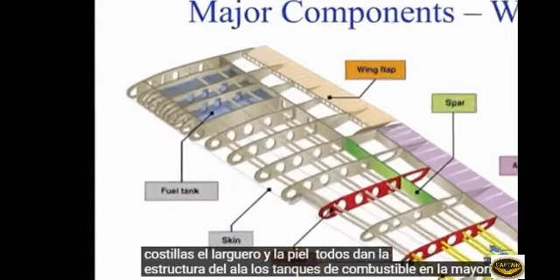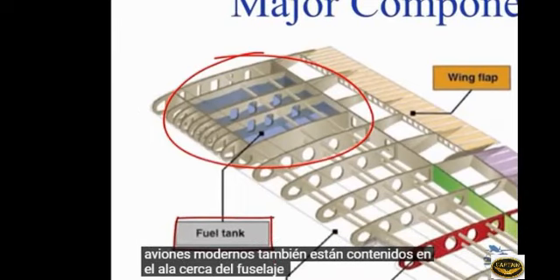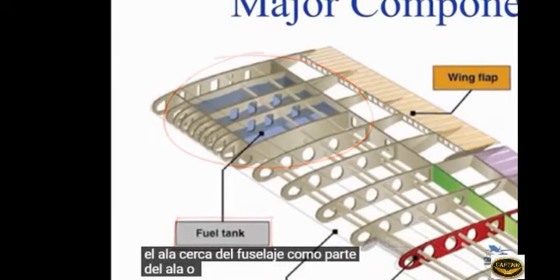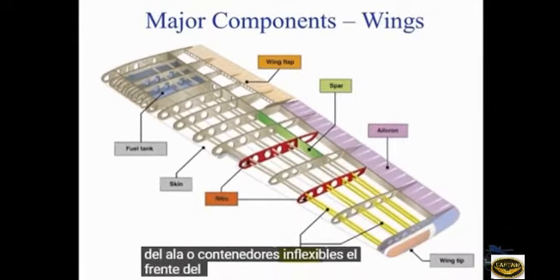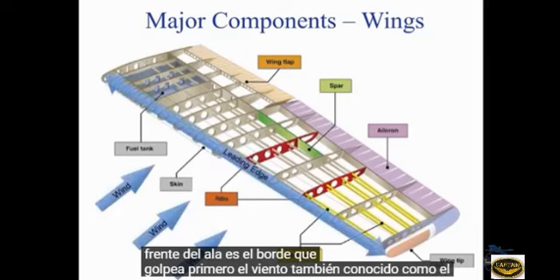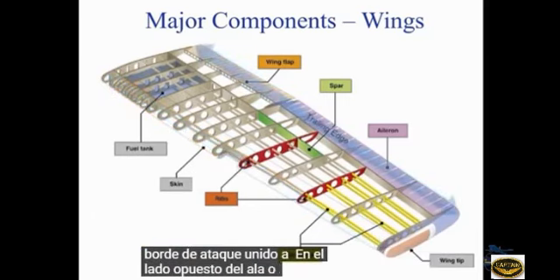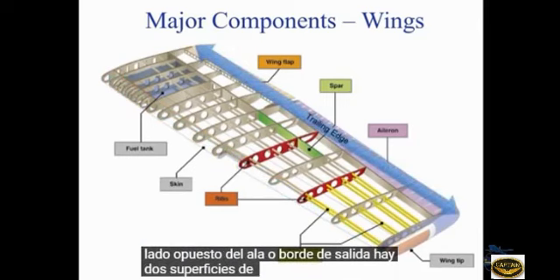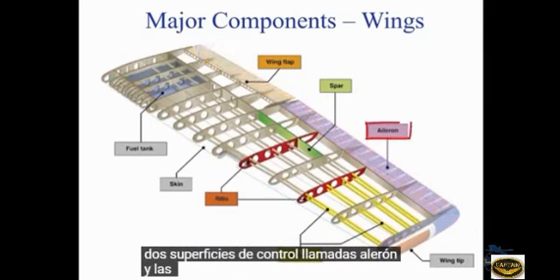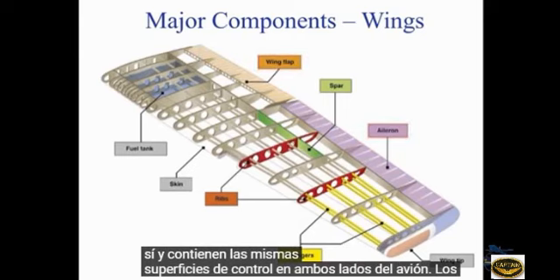The fuel tanks in most modern airplanes are also contained in the wing near the fuselage as part of the wing or in flexible containers. The front of the wing is the edge that the wind hits first, also known as the leading edge. Attached to the opposite side of the wing, or trailing edge, are 2 control surfaces called the aileron and the flap. Wings are exact mirrors of each other and contain the same control surfaces on both sides of the airplane.